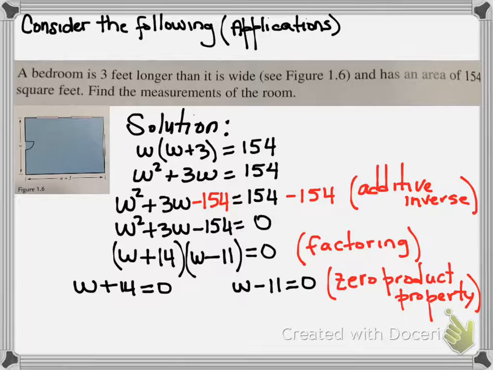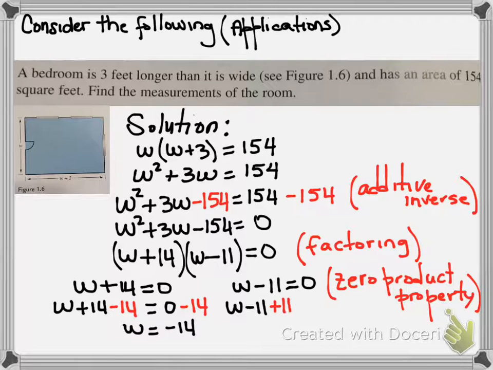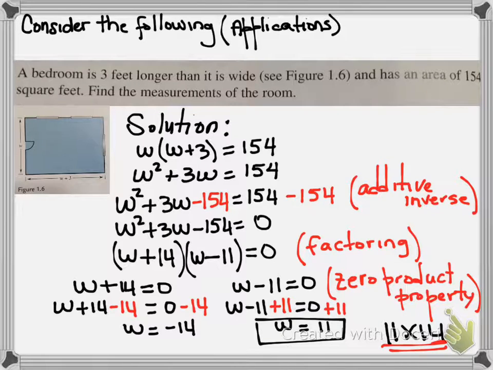That means the first part equal to 0, the second part equal to 0. It is at this point I must get W by itself by doing the additive inverse of 14 on both sides of the equation. I obtain W equals negative 14. On the other side, I get the additive inverse of negative 11. I have W equals 11.